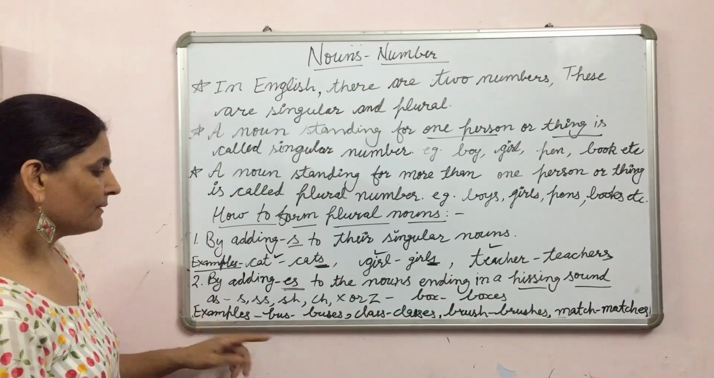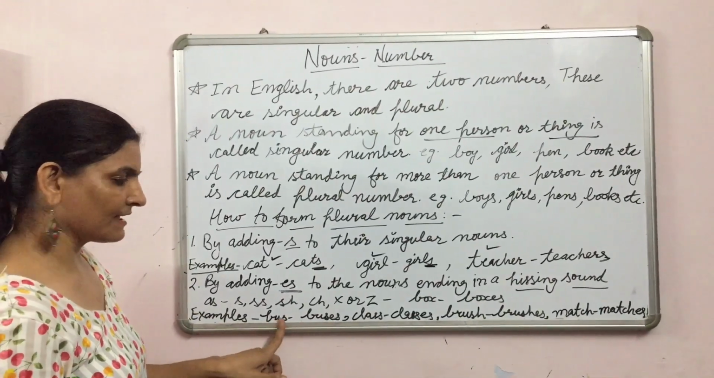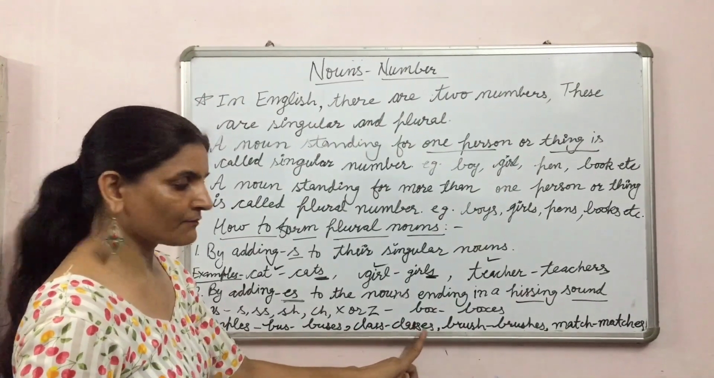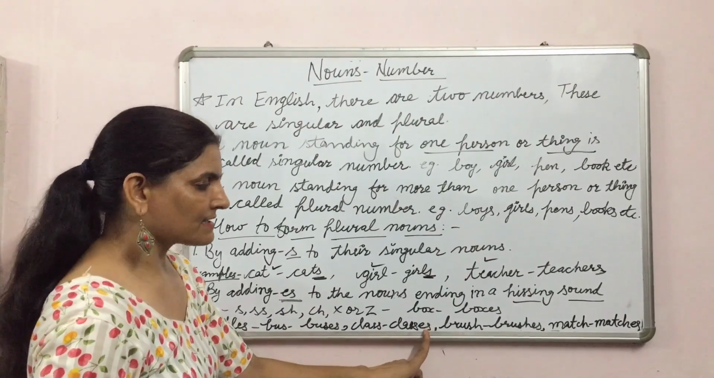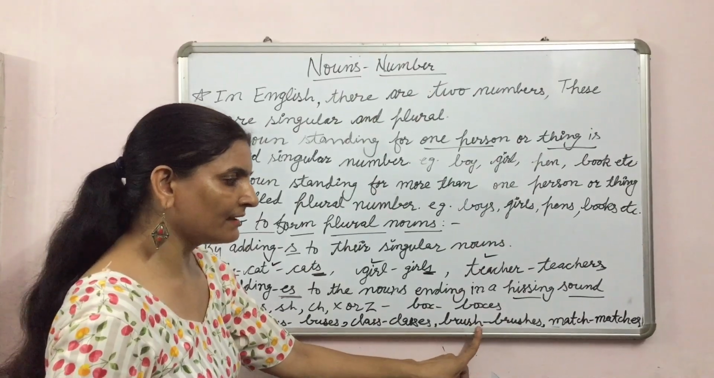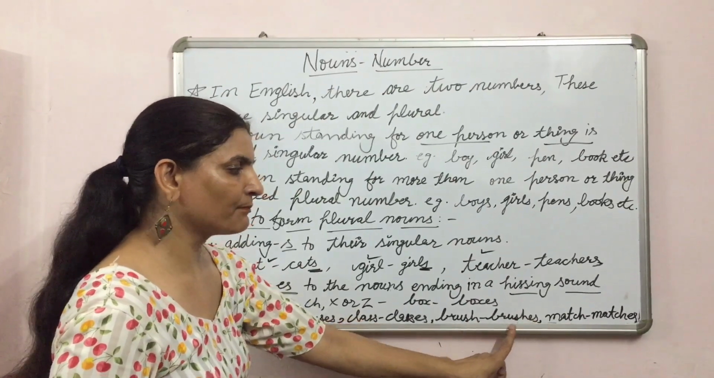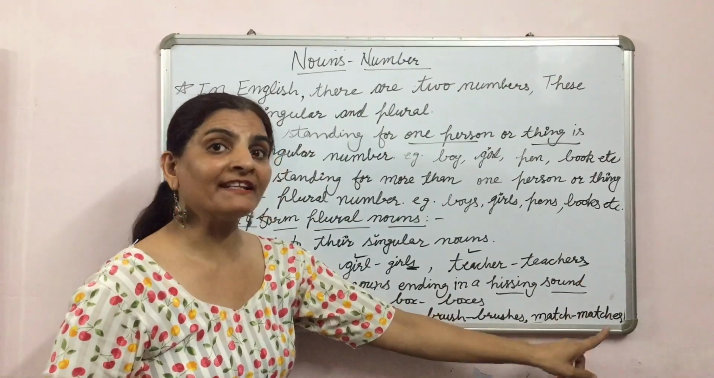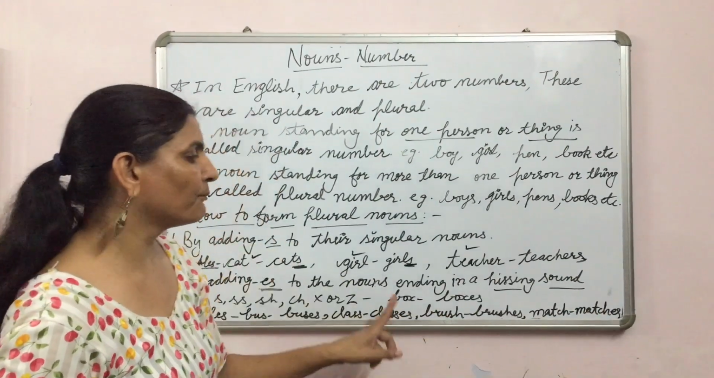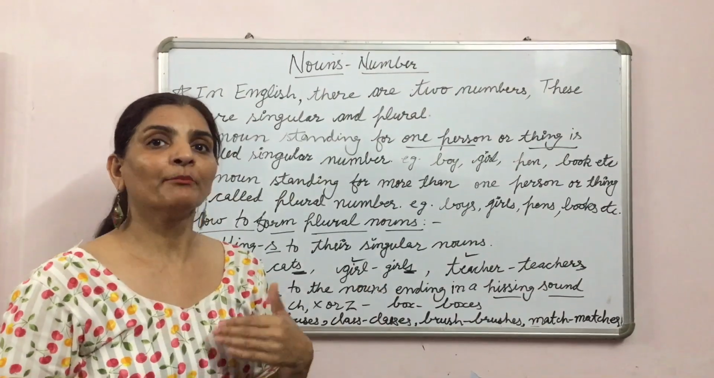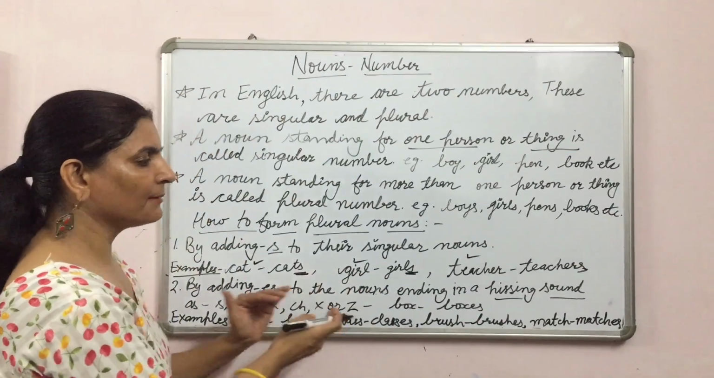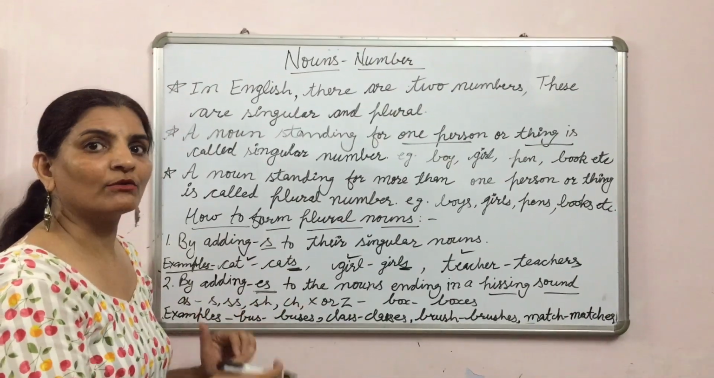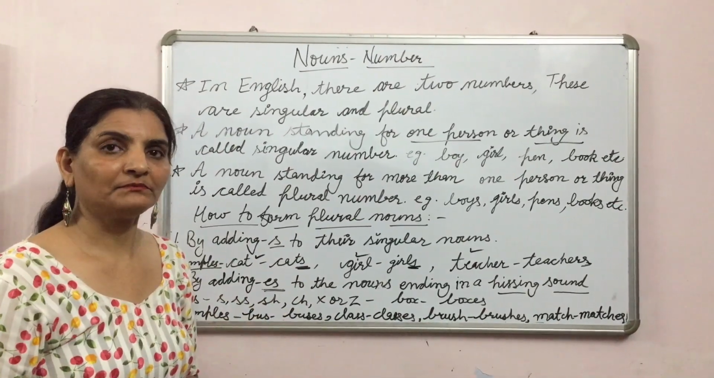For example, bus, buses, single s, es. Class, classes, double s, we have put es here. Brush, sh is there, so we have put es, brushes. Match, ch is there, then matches, we have put es. Box, x is there, then boxes. So these are the plural forms of singular nouns.